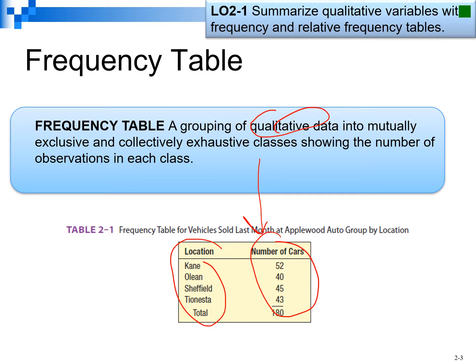So if you looked at, for example, Kane sold 52 cars. Olean sold 40. So it basically is summarizing some data into a more meaningful form, which is a descriptive statistic. And this is the first one. It's called a frequency table.